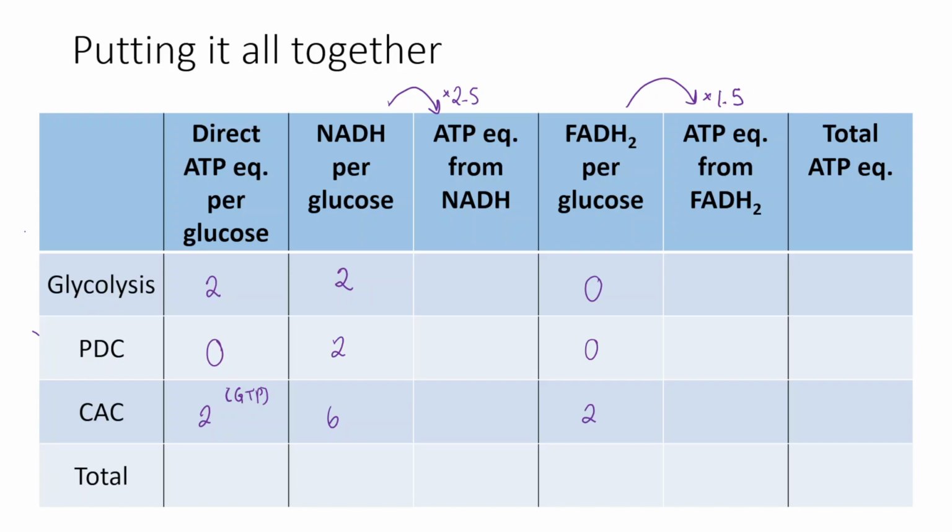Awesome. All right, so now we can multiply everything times 2. Or not times 2, times 2.5 in the case of NADH. So 2 times 2.5 gives you 5. 2 times 2.5 still gives you 5. 6 times 2.5 gives you 15. For FADH2, 0, that's very easy. And then 2 times 1.5 is 3.